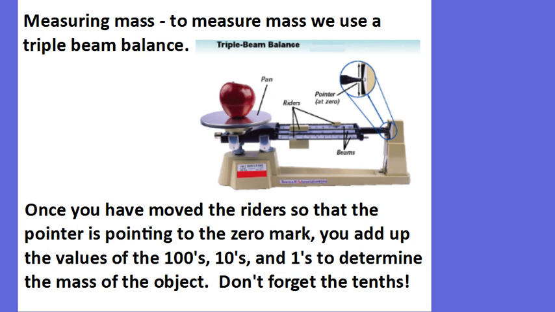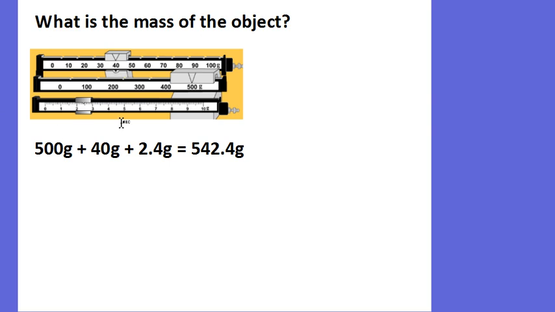And remember, always report the tenths. Even if it's 0.0, report that, so I know that you looked and saw that was 0. For example, the mass of this object, if we had put an object on the pan and we had moved the riders, and the pointer was going to 0, we would add all this up. So this is at 500, so 500 plus 40 plus, and if you look down here, this is 2.4. Okay, so 500 plus 40 plus 2.4 will give you a total of 542.4 grams.